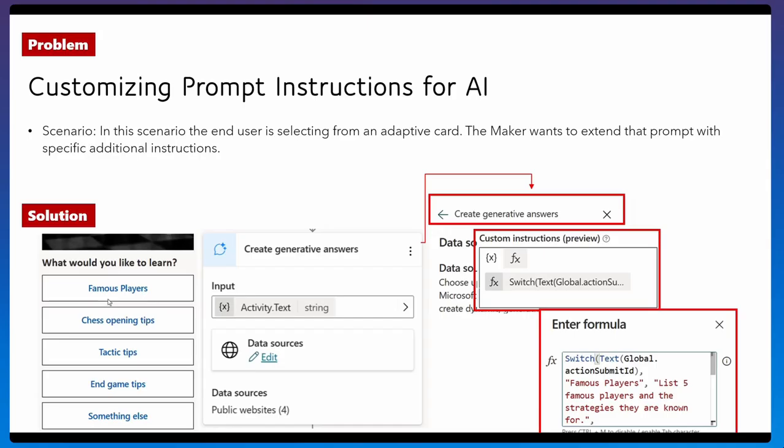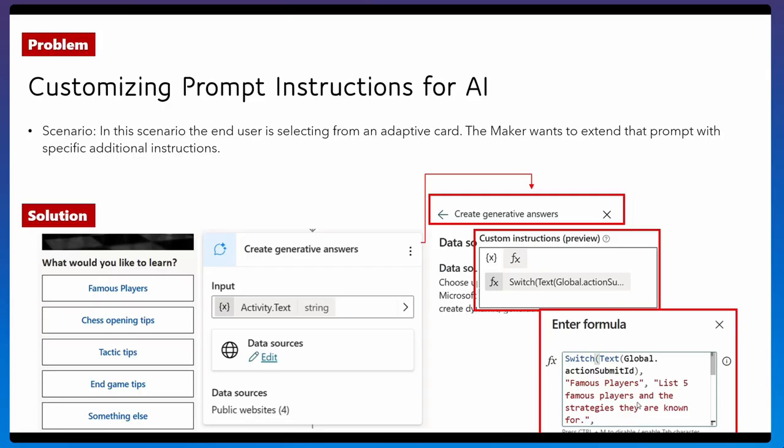So if they click on famous players, for instance, this is a chess mentor agent. If they click on famous player and just send that to chess.com, for instance, it'll take a guess on what they're talking about, but that's not a complete question. So it's not a good prompt. So the maker can supplement these clicks so that they're more than just the words, but also include a prompt.